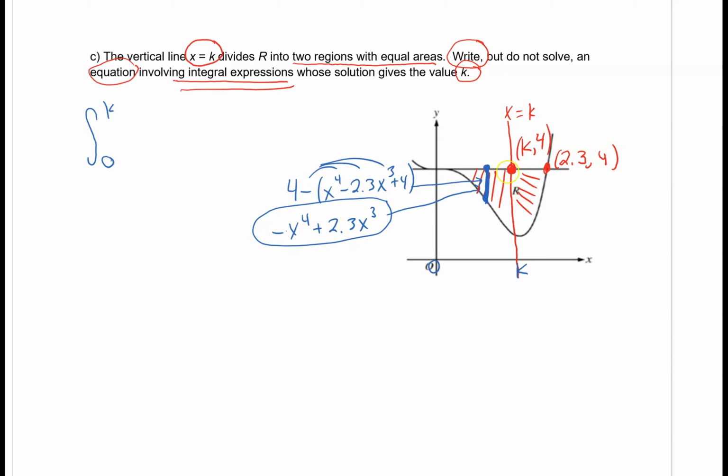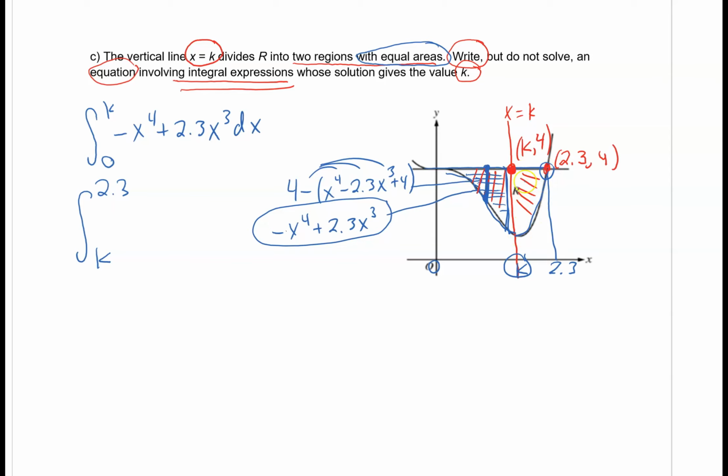So if I wanted to find this area from here to k, I could just integrate from 0 to k of that distance dx. That would give me this area here. But according to the wording here, the regions have equal areas. So the other area would be from k to 2.3, so from here to that x coordinate of the point of intersection, and it would be the same equation. It would be 4 minus the polynomial, which equals this.